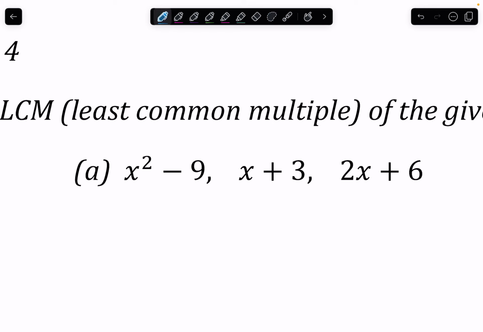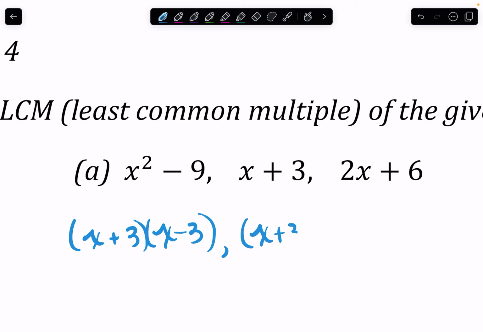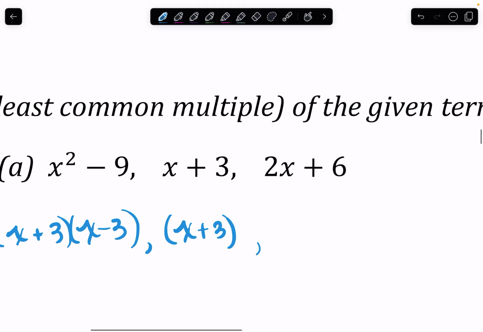So x squared minus 9 is a difference of squares. It is x plus 3 times x minus 3. The second one, x plus 3, is factored, so I'm going to put it in its own bubble. And then the third one, 2x plus 6, has a 2 in common. We're going to take it out, and we're left with x plus 3.